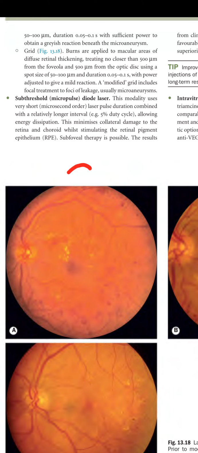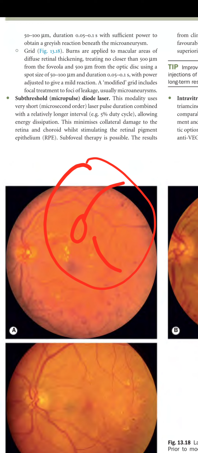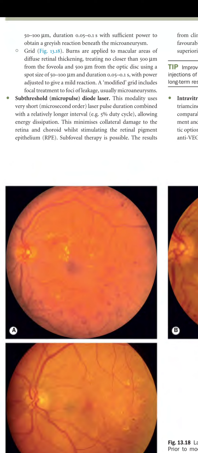Grid laser means that if the area is diffusely thickened, you can do laser photocoagulation, but you make sure that the laser is at least 500 micrometers away from the foveola, and also 500 micrometers away from the optic disc. And modified grid laser means that you make a grid laser as well as put focal laser on the microaneurysms as well. Then there is a subthreshold micropulse diode laser.